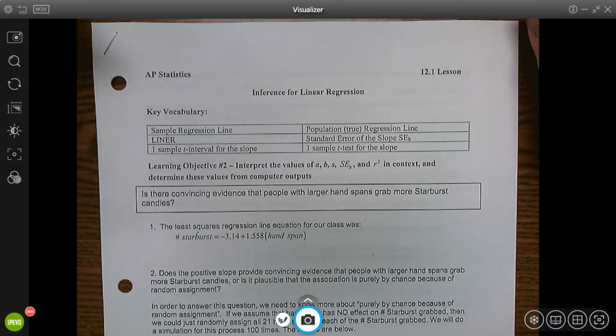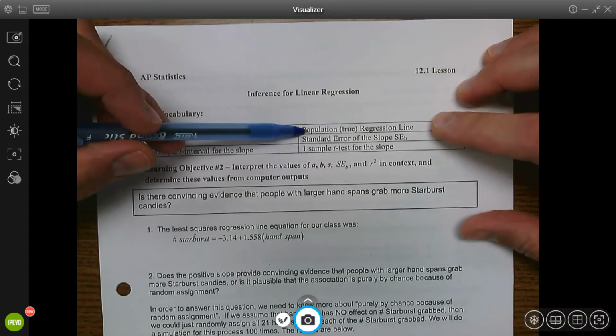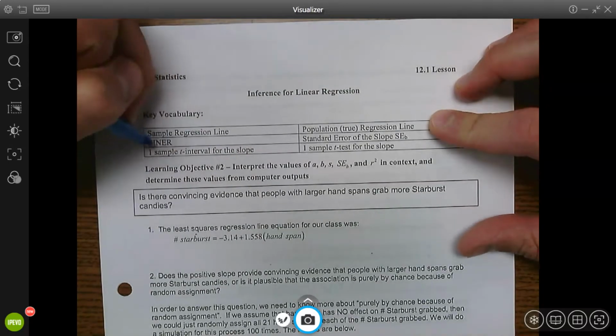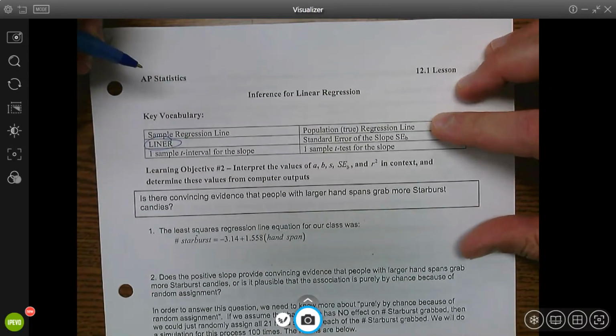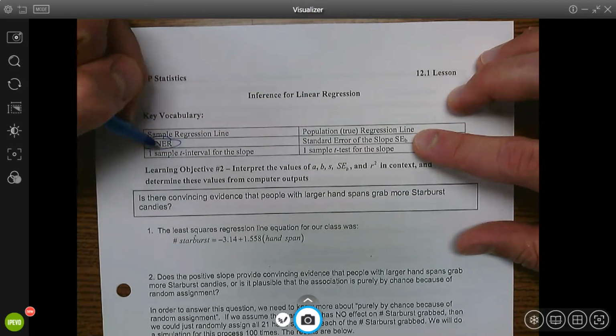In this video, I'm going to cover section 12.1, the last section that we'll be covering this year. Some vocabulary that you're going to see: sample regression line, population regression line. This acronym LINER we're going to use when we look at conditions, standard error of the slope, and a one sample t-interval and one sample t-test for the slope.